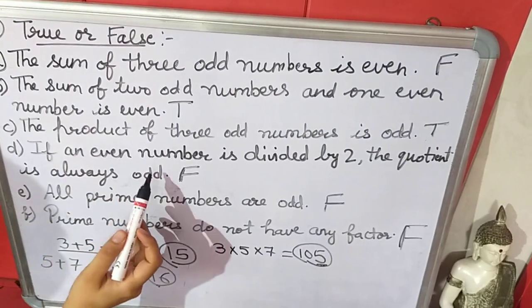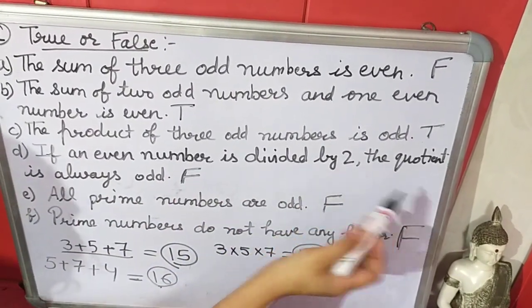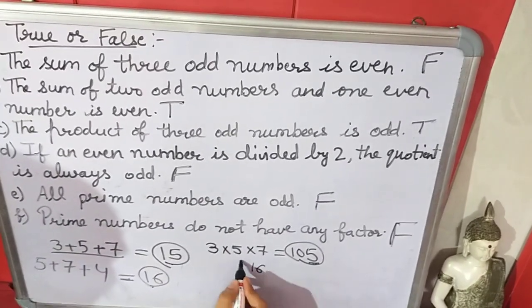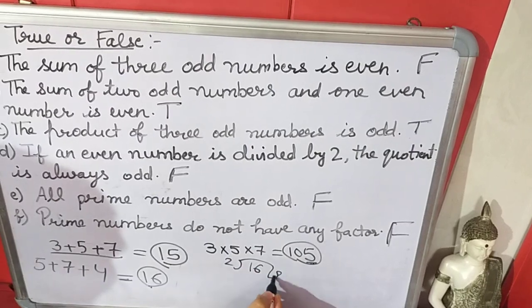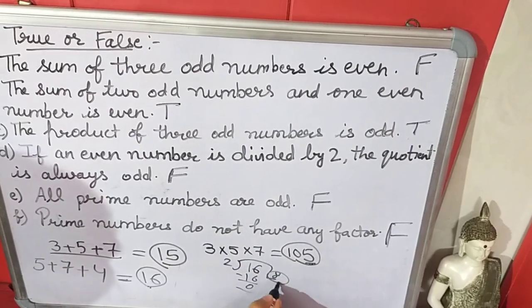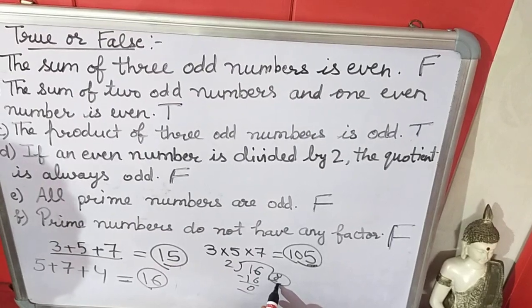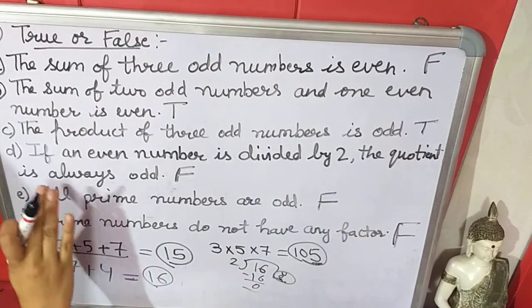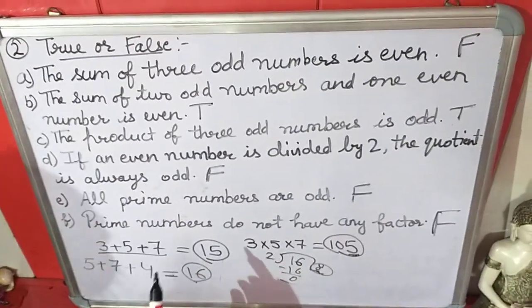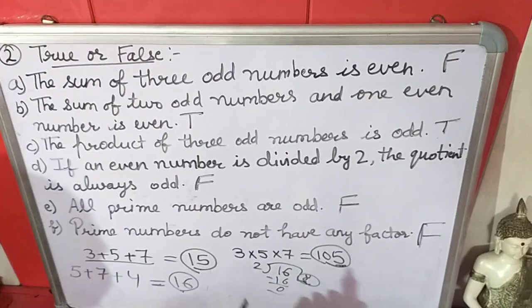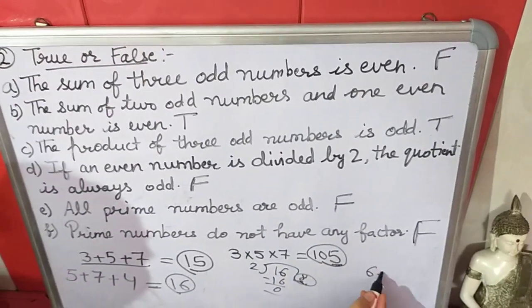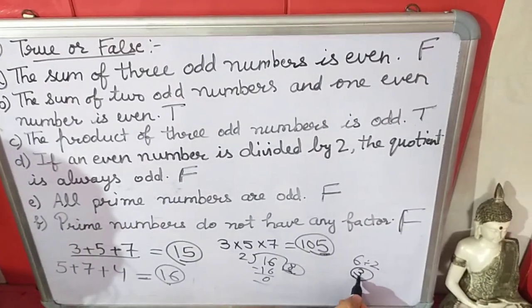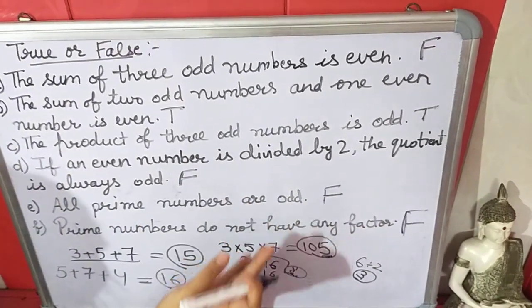Next, if an even number is divided by 2, the quotient is always odd. So I am taking one even number and I am dividing this number by 2. So what is the quotient? 8, and 8 is not an odd number. It is even. So it can be odd or even. If I am dividing 6 by 2, it will be 3. So here the quotient is odd. So it can be odd or it can be even.